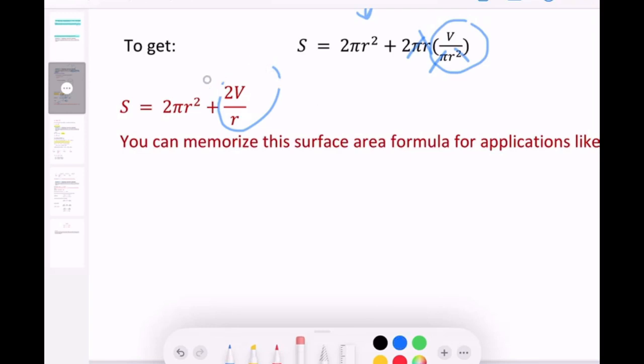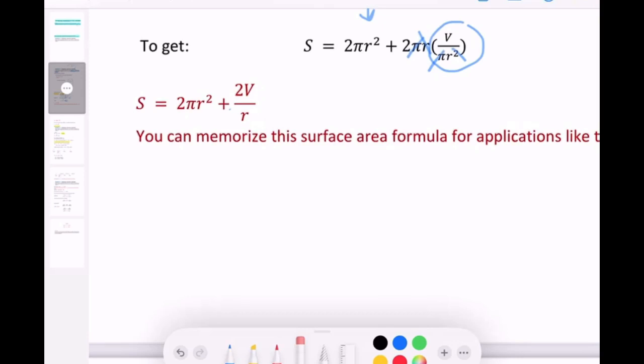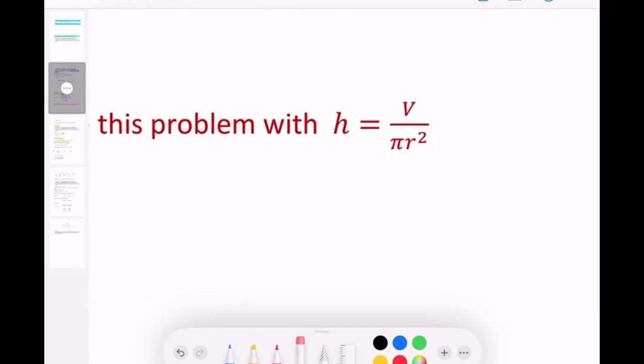In case you face a similar problem, you don't need to do all the work I have done here. You can just memorize this formula for the surface area. It does exist actually in one of the rules. So memorize the formula in terms of the volume and the radius only. You can memorize this, but make sure you also know that you have to use the h as well, the relation between volume and height.